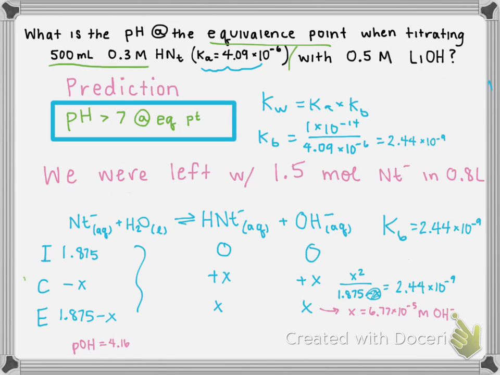And so now to get pH, I'm going to do 14 minus 4.16 and get a pH of 9.84 at the equivalence point. And if we look back at our prediction, we said it should be greater than 7 at the equivalence point, and our pH indeed is, and so this answer makes sense.